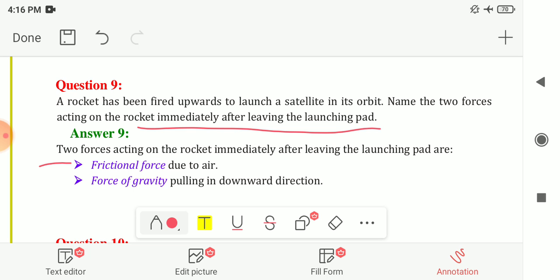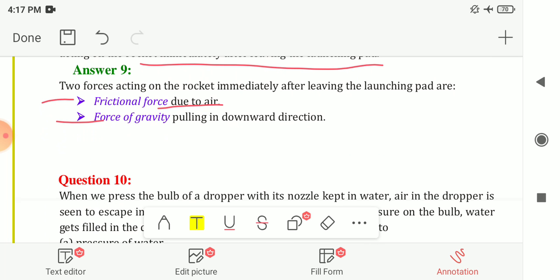So the two forces acting on the rocket immediately after it leaves the launching pad are, first, frictional force due to air, the friction between the surface of the rocket and the air. Next is the force of gravity, because of which the rocket is pulled in the downward direction. So these two forces, gravitational force and frictional force, are acting on the rocket after it leaves the launching pad. This is the answer for the 9th question.